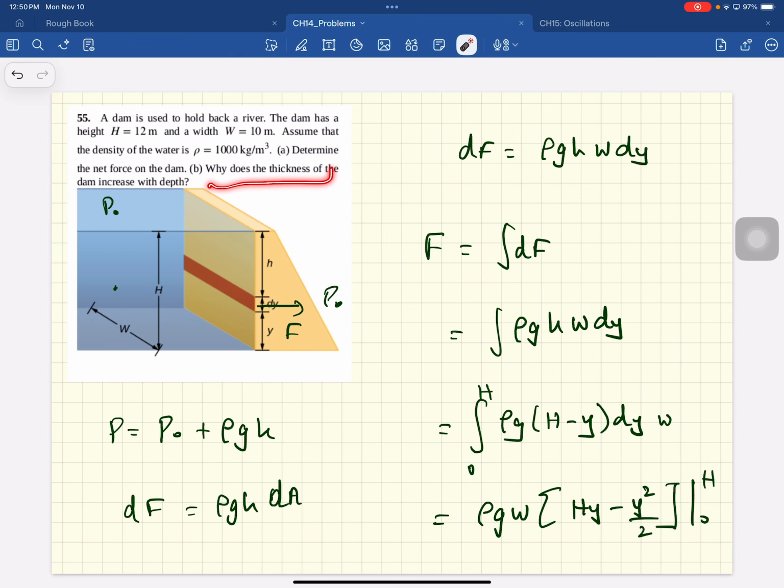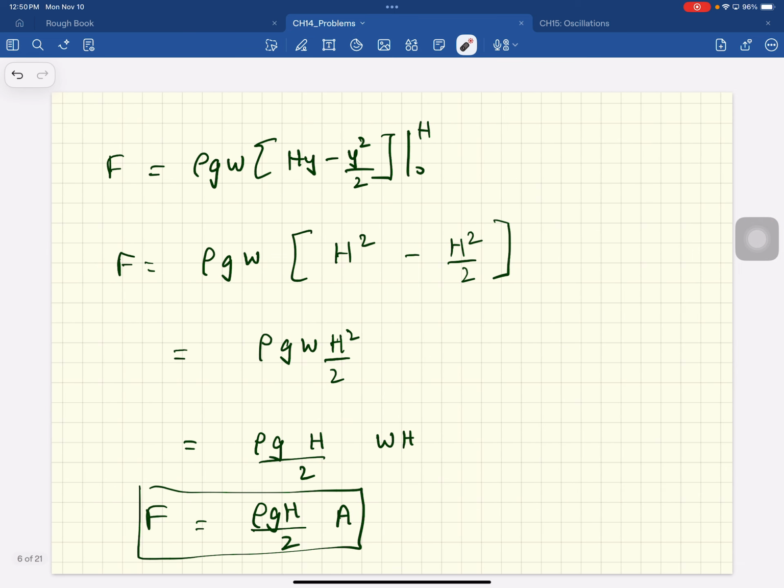Now in part B, they ask you, why does the thickness of the dam increase with depth? See, the force on this strip increases with depth. And so you're pushing harder, so the wall has to be thicker, okay. The friction between this layer and that layer holds it back. Again, this is the average gauge pressure times the area of the wall.